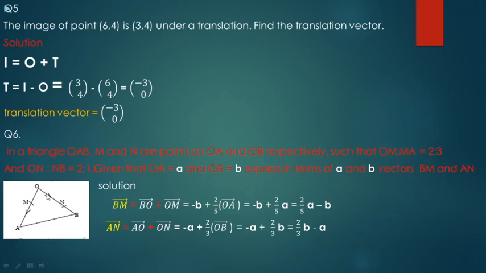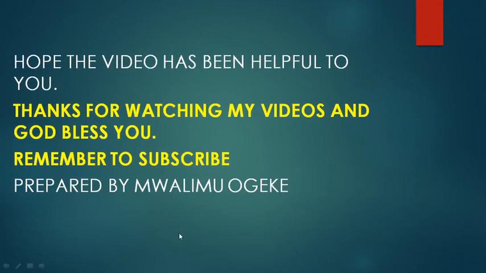Remember, the whole line is 3 because it is 2:1. So it will be 2/3 of OB, and OB is B. So it is negative A plus 2/3 B. That is correct, and writing it as 2/3 B minus A is still correct. So that is vector AN and vector BM.